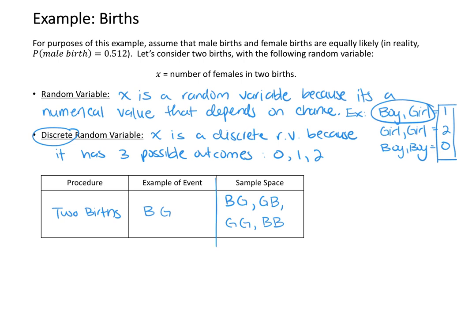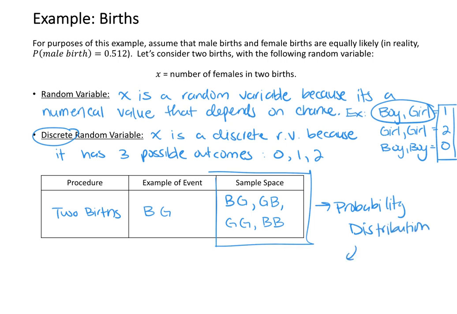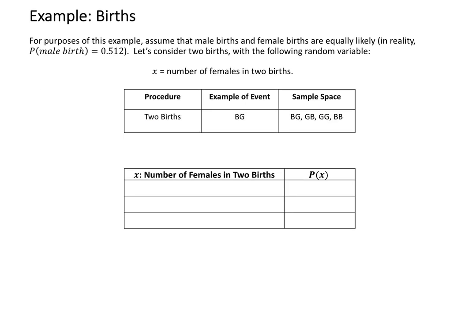Now that we have the sample space, we can build a probability distribution. And there are two ways that you can create a probability distribution. You can create it as a table of values, or you can create a graph that we call a histogram. Now that we have our sample space, we can calculate the probability and then go ahead and make that probability distribution. So our probability distribution, I'm going to create it as a table first.